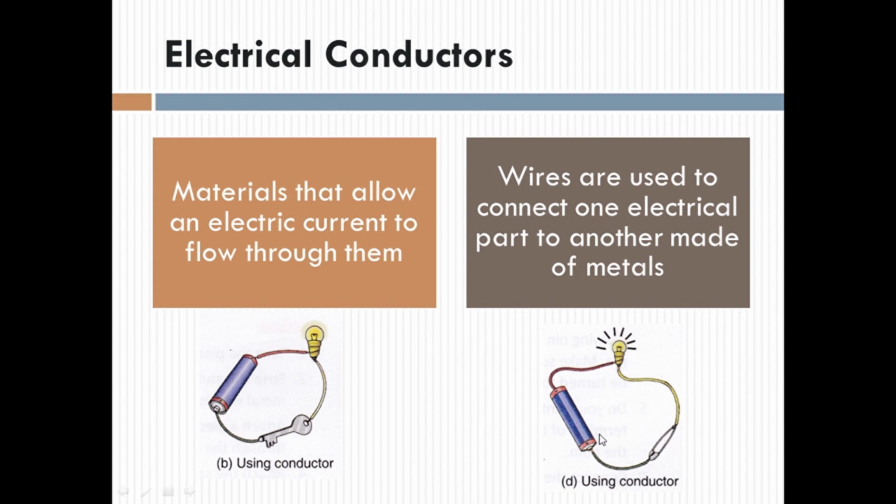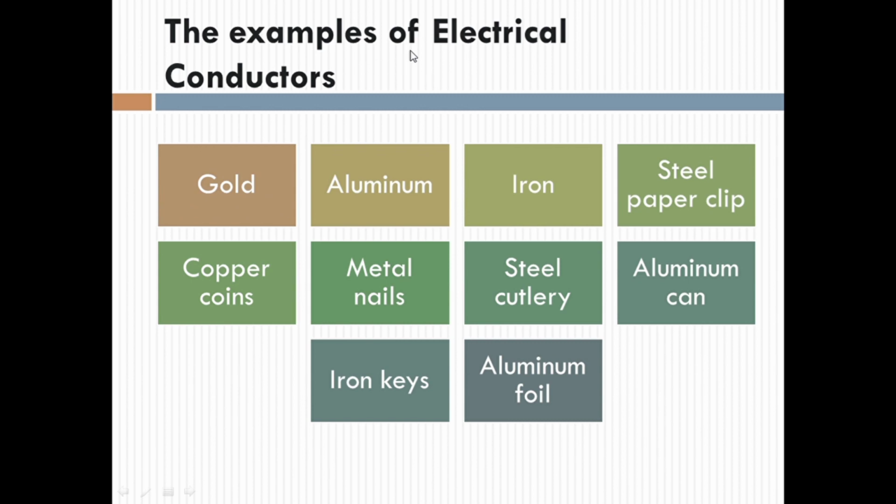Look here. There is a battery connected with wires and a steel pin, and the lamp is still on. Why? Because the steel pin is an electrical conductor that helps the electricity to transfer the energy from the battery to the lamp. That's the meaning of electrical conductors. Here are some examples of electrical conductors. They are gold, aluminum, iron, steel paperclip, copper coins, metal nails, steel cutlery, aluminum can, iron keys, and aluminum foil. So these are examples of electrical conductors.